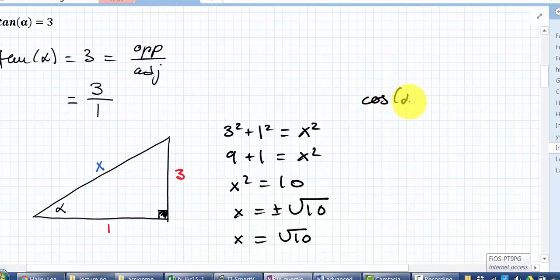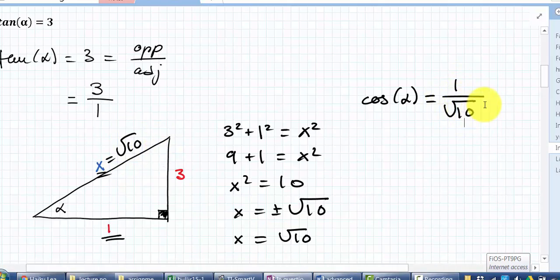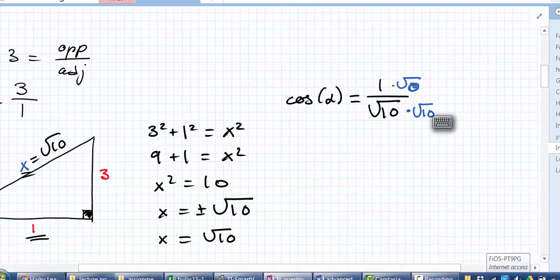The cosine of alpha equals adjacent over hypotenuse. So this is square root of 10, and so it is 1 divided by square root of 10. Again, if you want to rationalize that, sometimes the question will ask you, you've got to multiply both sides by square root of 10 over square root of 10. And so it is equal to square root of 10 divided by 10. Square root of 10 times square root of 10 is 10.